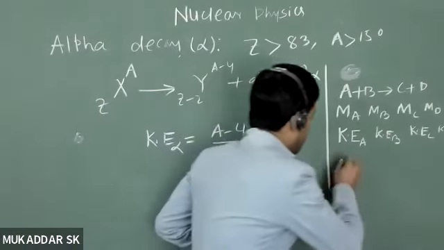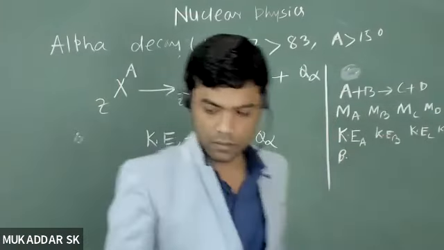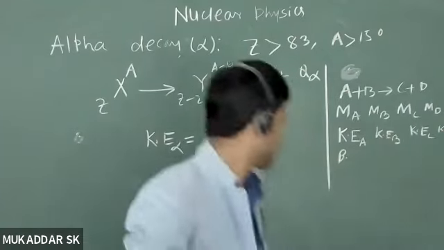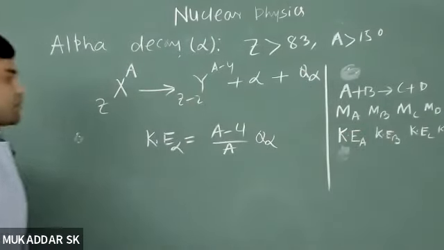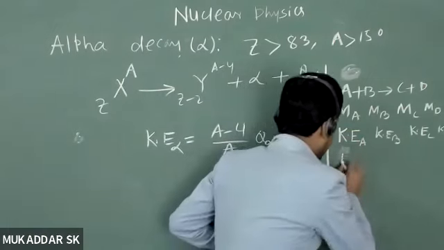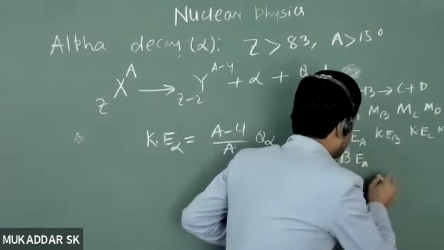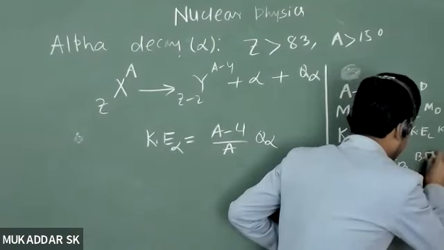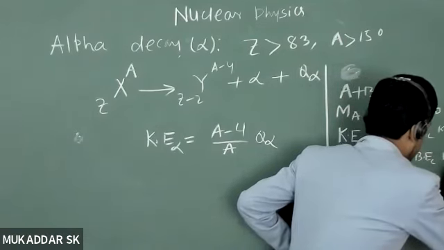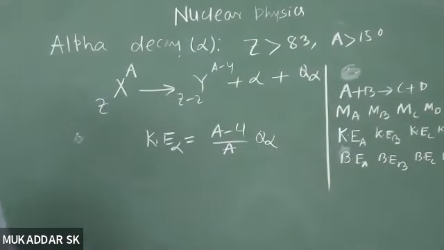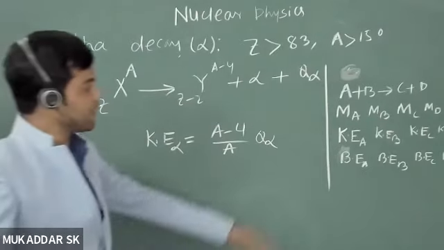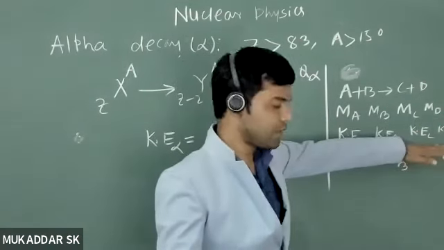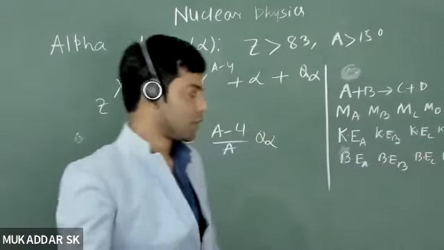Or suppose the binding energy of A nucleus is BeA. I'm defining this here, but you know this is also really important for competitive exams: how to calculate the energy released in any nuclear reaction. So suppose the binding energy of A nucleus is BeA, for B it is BeB, for C nucleus it is BeC, and for D nucleus it is BeD. So you can calculate in terms of nuclear mass, in terms of kinetic energy, and in terms of binding energy.